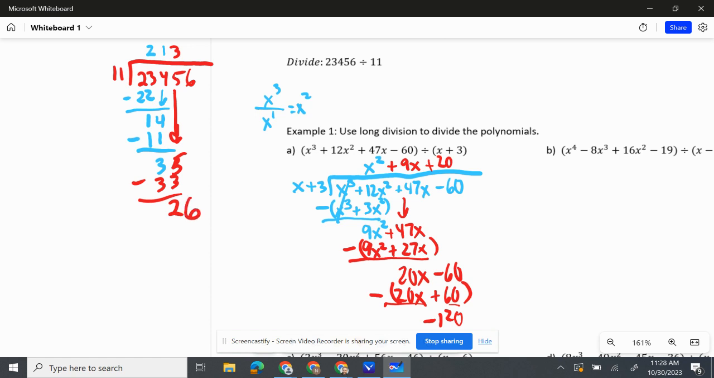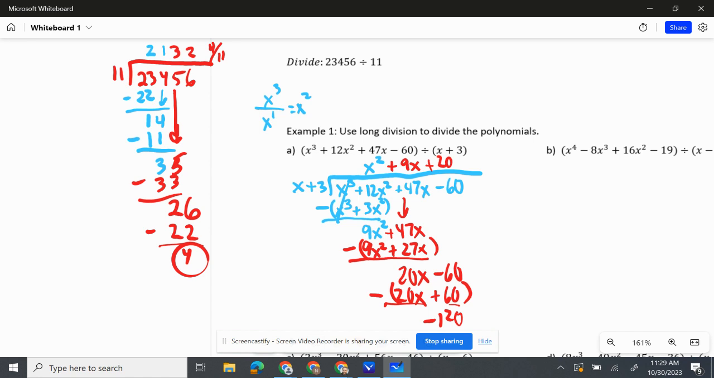I bring down the 6. 11 goes into 26 2 times. 2 times 11 is 22. And then that gives me 4. I take the remainder, and I'm going to put 4 over 11. And that's my final answer.